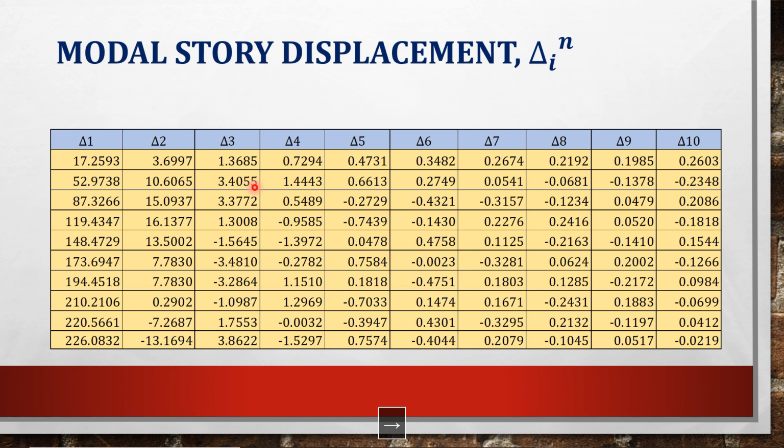Take note that all units here are in kilonewton. So this is our mode 1 modal story displacement: mode 1 first floor, mode 1 second floor, mode 1 third floor, and mode 2 first floor, mode 2 second floor, and so on and so forth. So we have solved the modal story displacement. Next, we go to the modal combination.